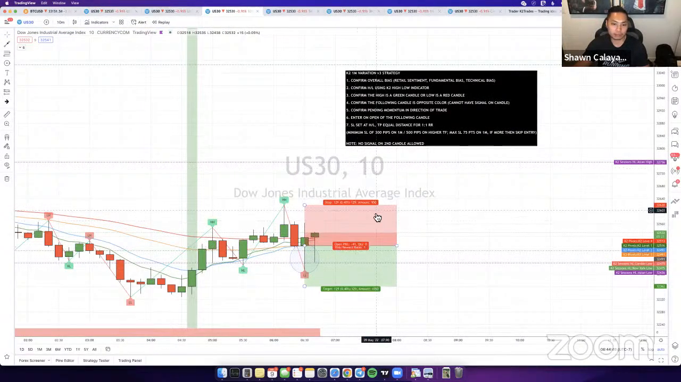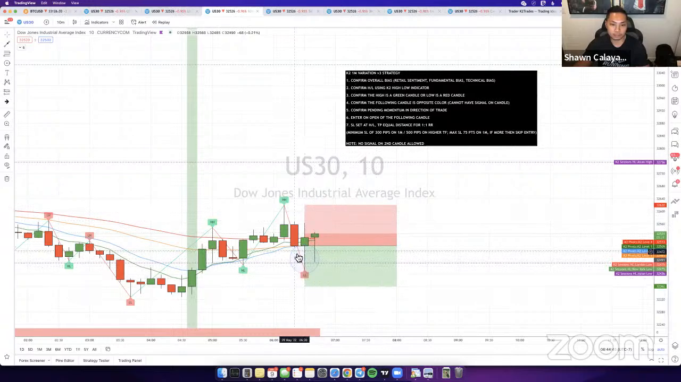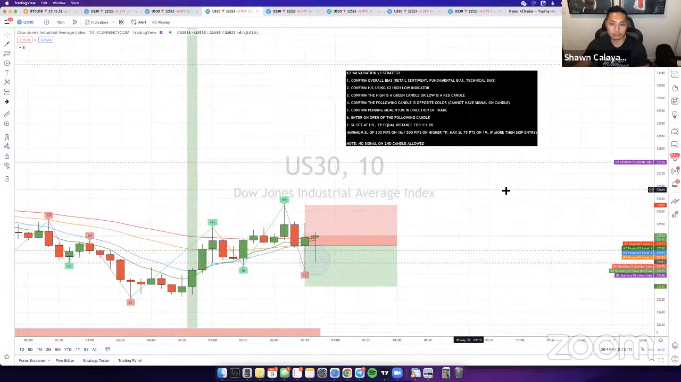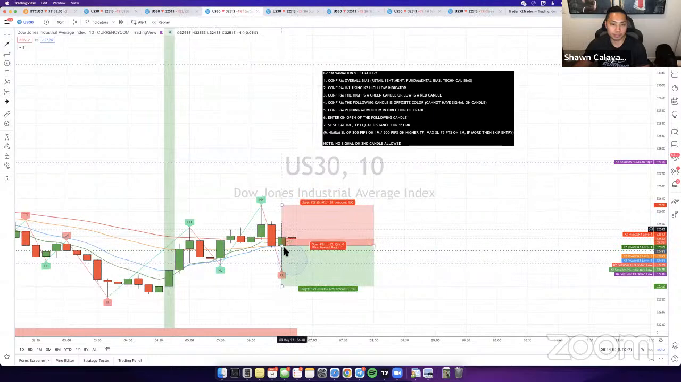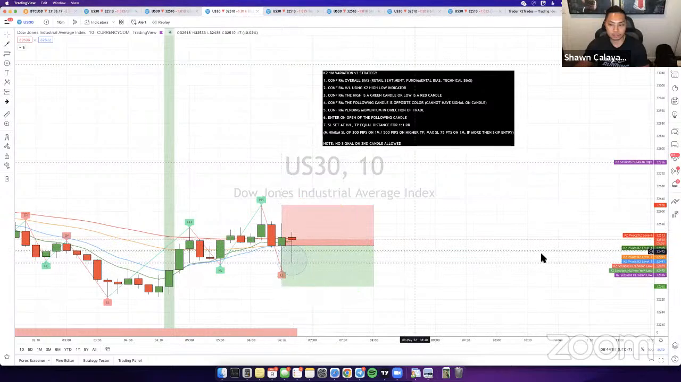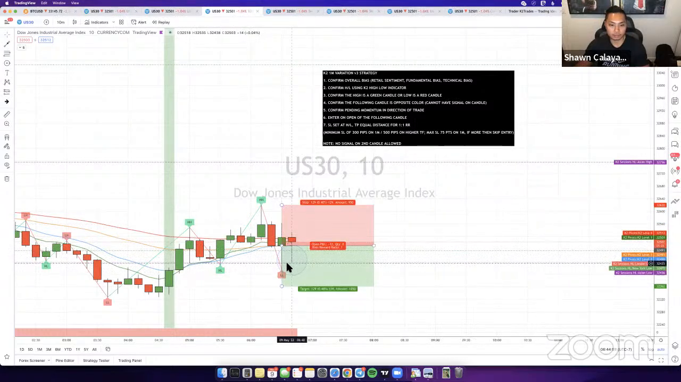Not one that I would recommend taking, because for the same exact reason here, as you guys can see, price is rejecting directly off the sessions, right? So it doesn't matter what time frame you're on. You guys can see right here on the 10-minute, price came below. It's rejecting off this green line, which is the New York low, and it's also rejecting off this purple line, which is the Asia low.